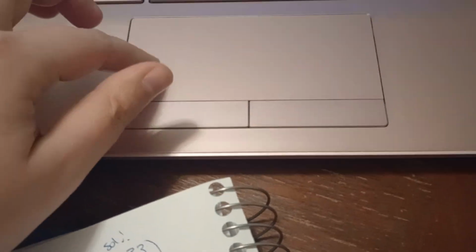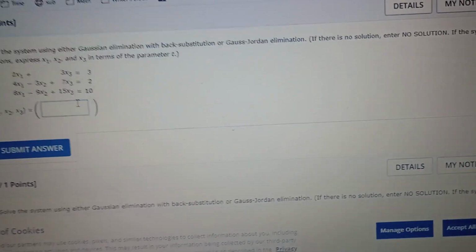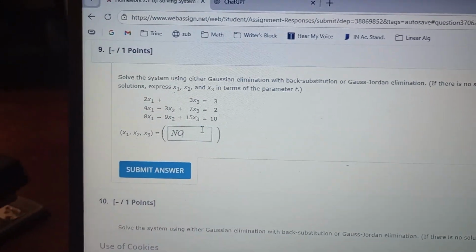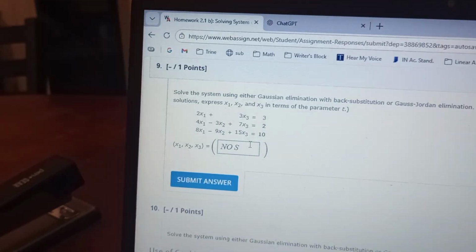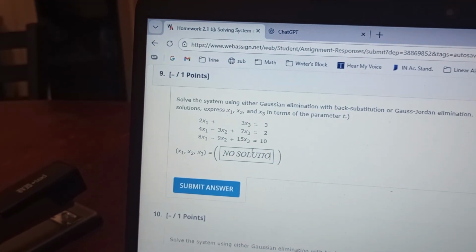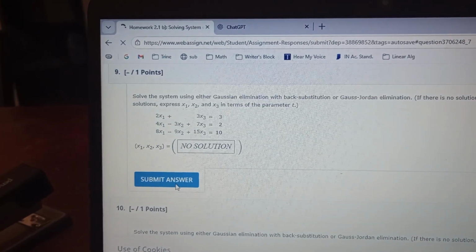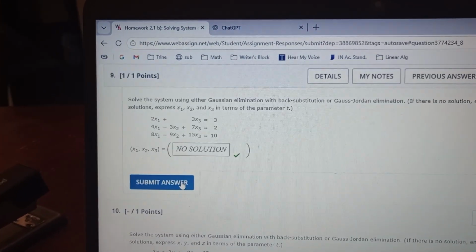Okay, now let's look over here. It says if there's no solution, we just enter no solution. So let me do that, and see if it's right. Voila!